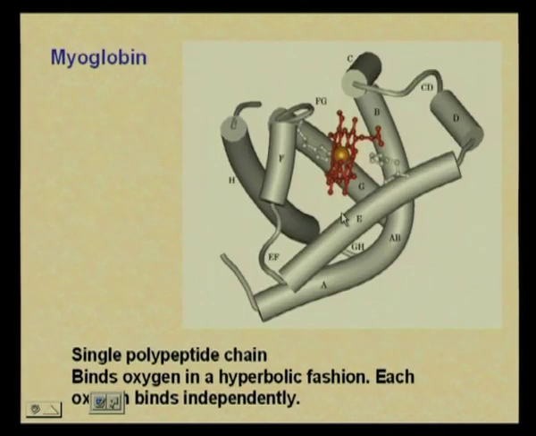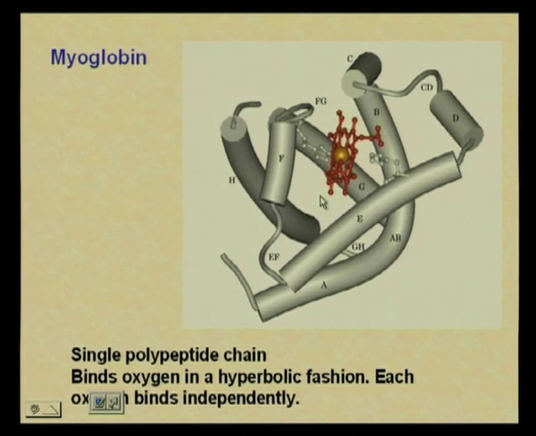and we will see how hemoglobin and myoglobin, actually how the heme helps in doing this. If we look at myoglobin, you can see this is myoglobin. It has a single polypeptide chain, so it is a monomeric protein. It binds oxygen in a hyperbolic fashion. We will see what that means, and each oxygen binds independently.